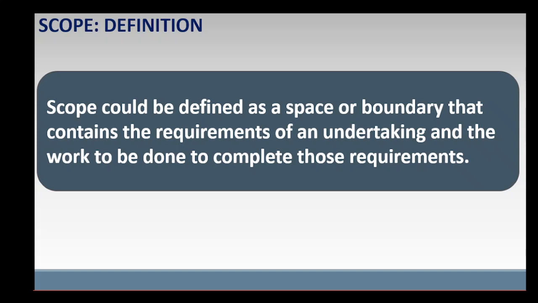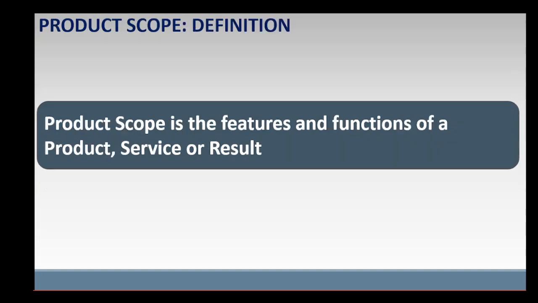Scope could be defined as a space of boundary that contains the requirements of an undertaking and the work to be done to complete those requirements. Anything outside the space of boundary is out of scope or not part of the undertaking. To avoid any ambiguity in scope, it is important to also define what is out of scope when defining scope.